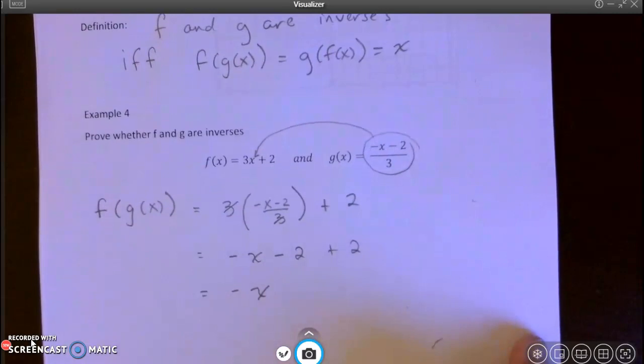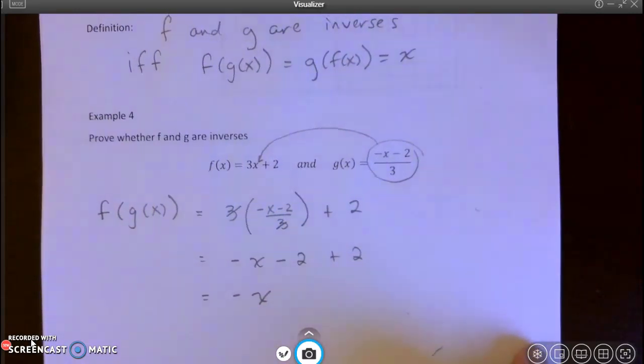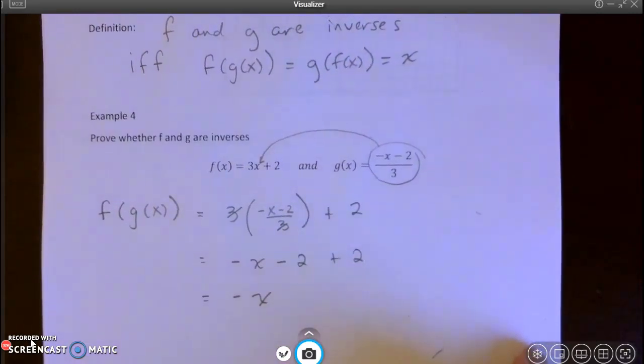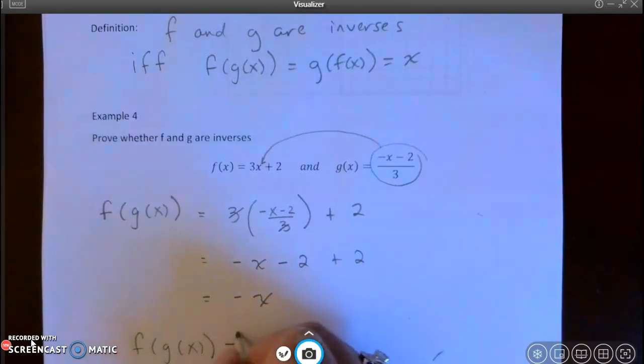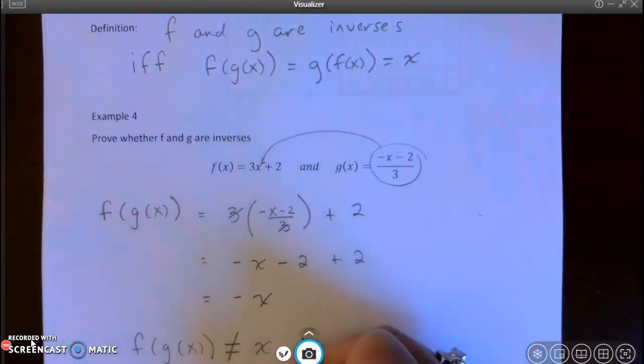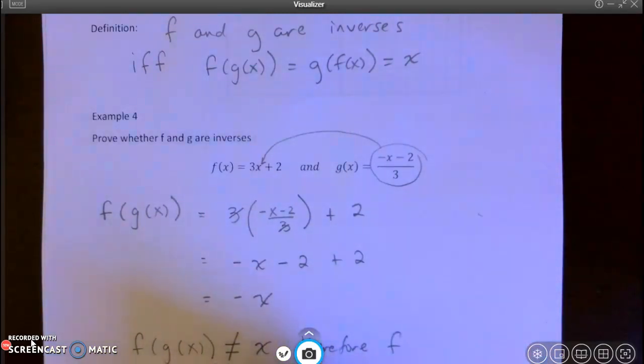Well, right there, I've already proven that they're not inverses, because if they were inverses, they're going to have to equal each other, but they have to equal x. So I can say f of g of x does not equal x, therefore f and g are not inverses.